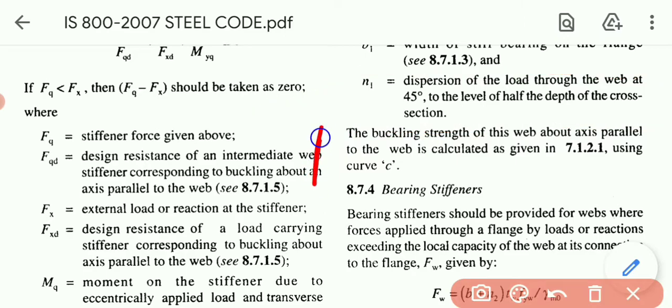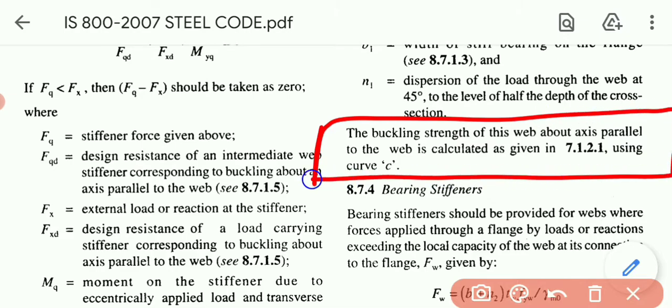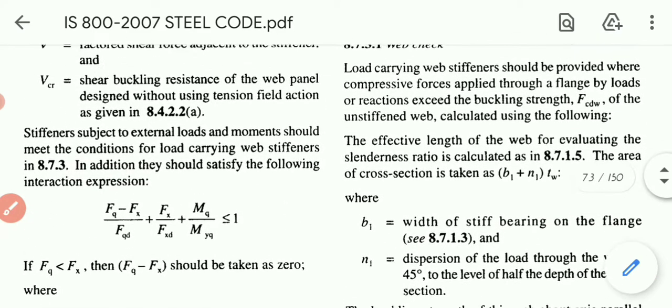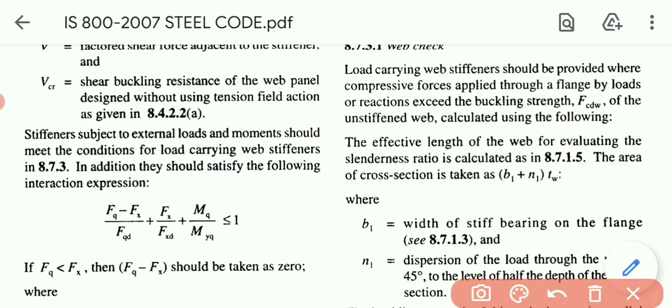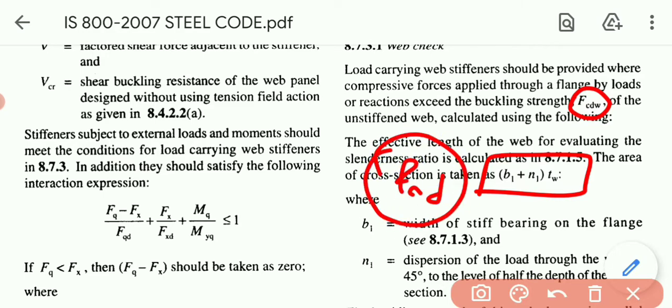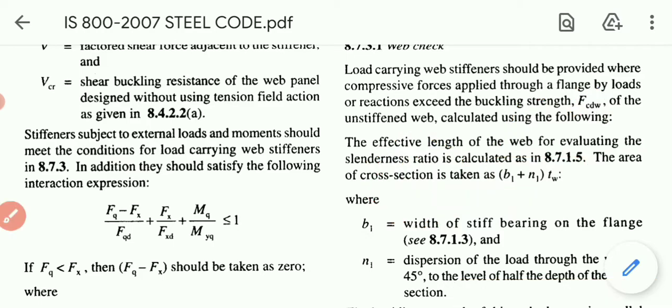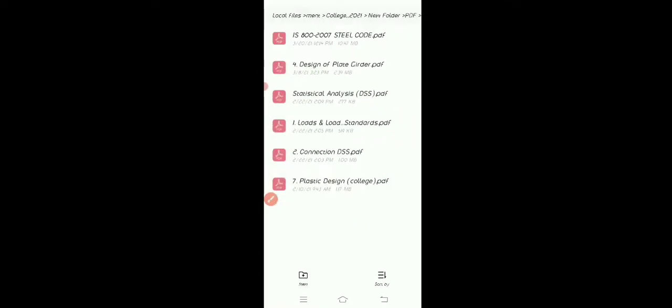And then the last one, the buckling strength of the web about the axis parallel to the web is calculated as given in 7.1.2.1 using the curve C. Now what they have told us is that we can calculate this FCDW by using the curve C. Curve C means we need to consider the design compressive strength, that is FCD. So ultimately the formula will be B1 plus N1 whole multiplied by TW into FCD. Okay, so let's go to the material.